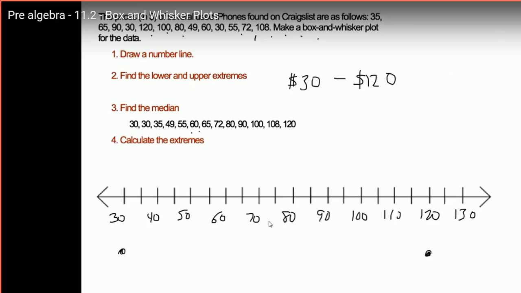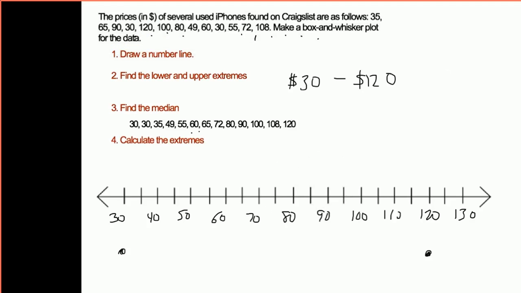Well, it's going to be directly in the middle if we have an odd number of data. So we have 1, 2, 3, 4, 5, 6, 7, 8, 9, 10, 11, 12, 13 pieces of data. So going from the front to the back, cancel, cancel, cancel, cancel, cancel, cancel, cancel, cancel, cancel, cancel, cancel, cancel, 65. Okay, so 65 is our median. So I'm going to put a dot where I find 65 up and below it, of course, and it's going to be right about there. All right, so now we found our median.